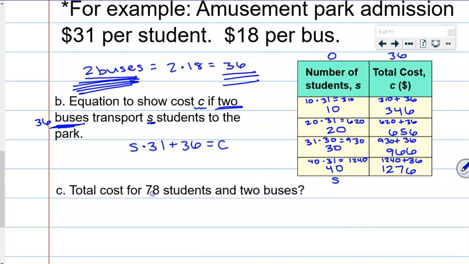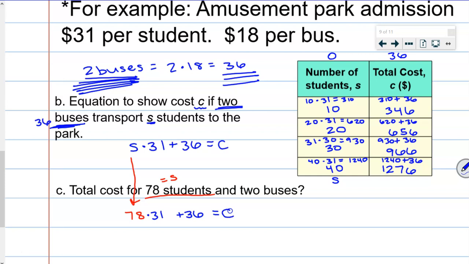Now, let's finish this up. What is the total cost for 78 students and 2 buses then? And this is the beauty of this math practice, it just made everything so simple. See how abstract this is? But I'm telling you 78 students. So what does that mean? 78 is S. We're just going to take that S, and instead of using an S, we're going to use 78. 78 times 31. Then we have to add the $36 to park the 2 buses, and that's going to give us our total cost. Good thing you have calculators.